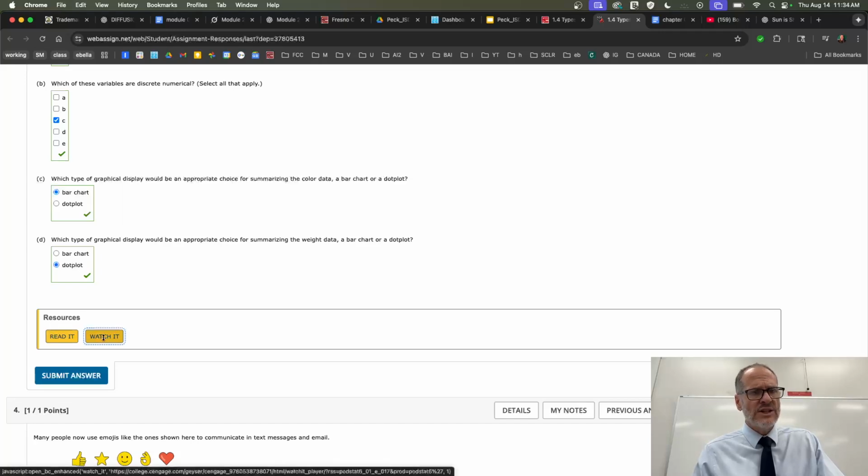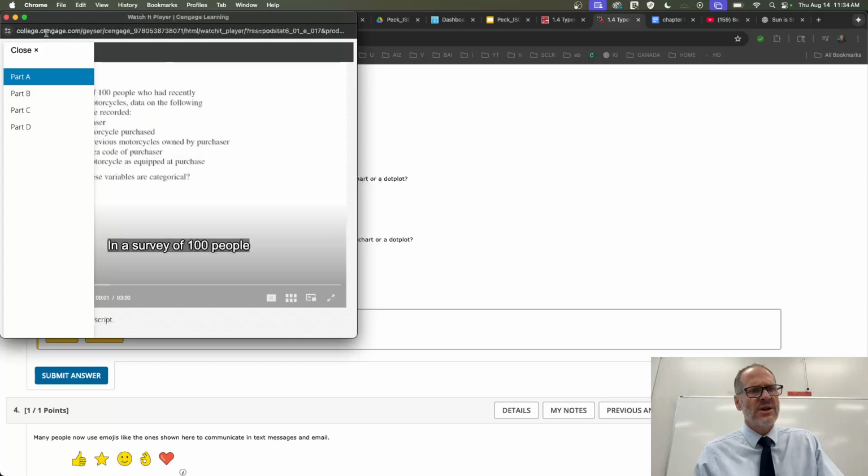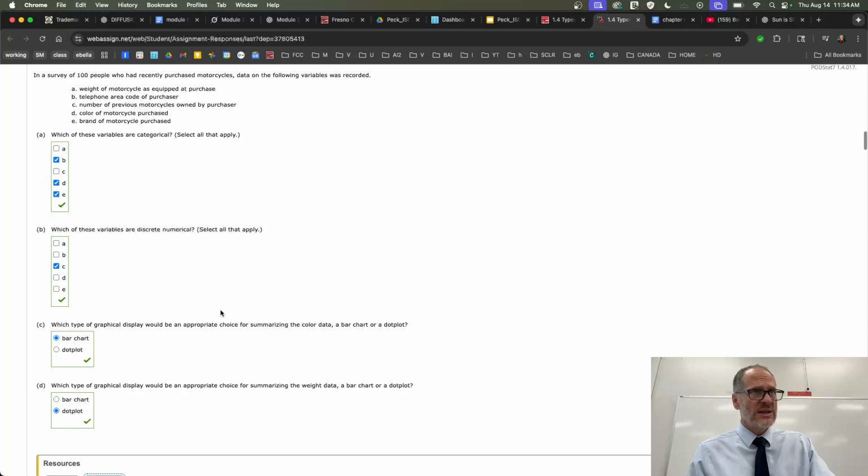So you could click watch it and you could watch somebody do this problem. And it'll show you how to do it. So great, right? Super great. And so it's time consuming. I've spent 5 hours probably on this chapter, and I'm the teacher because I'm reading the textbook, right? That took an hour or two.